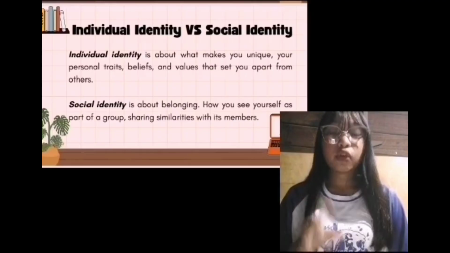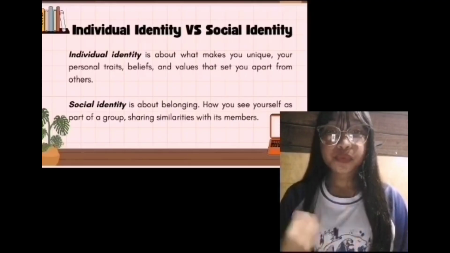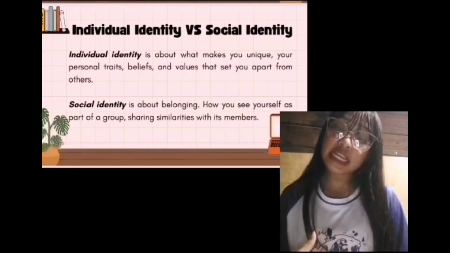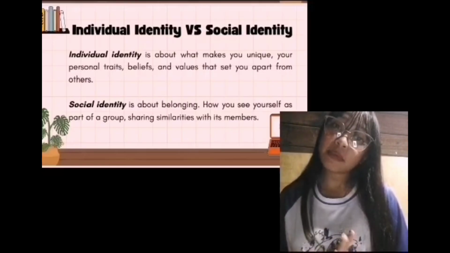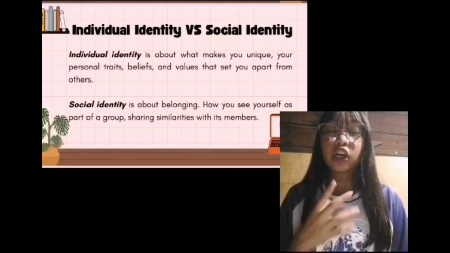Like for example, your nationality is Filipino. So, you have the social identity of, like, resilience. Your resilience is like the Filipino resilience, right? So that's your social identity. It depends on what group you belong to.